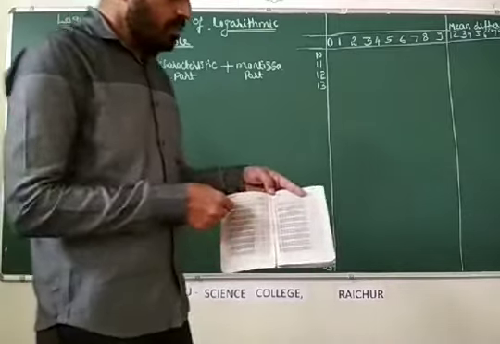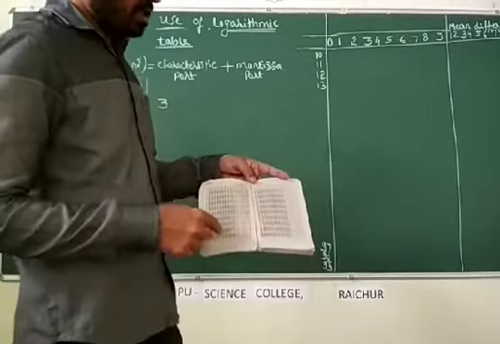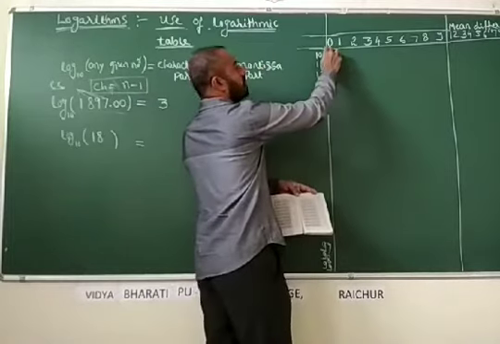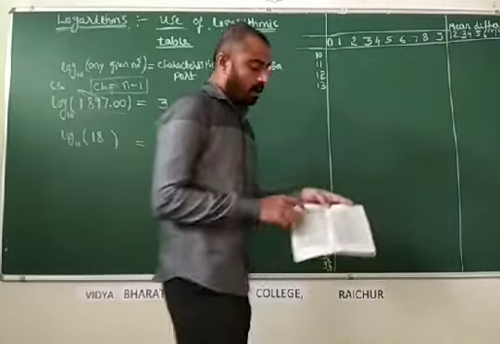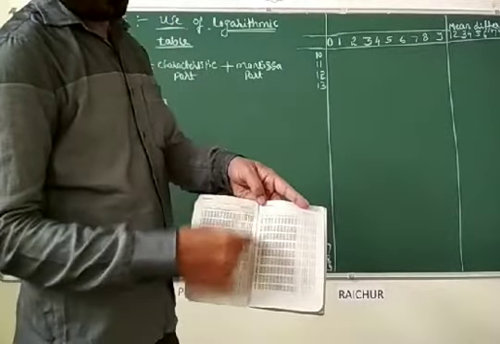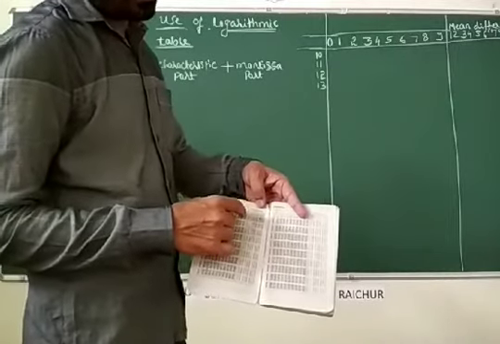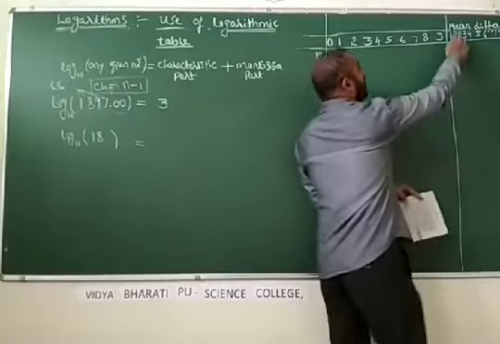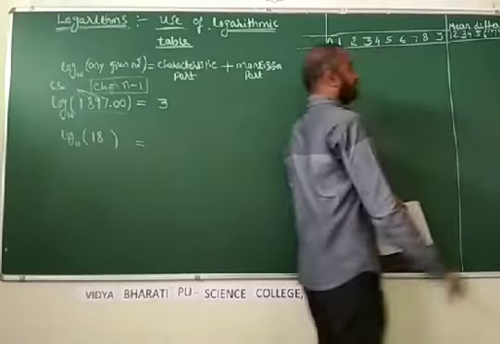Next, the horizontal top row. In this table, the horizontal top row starts from 0 and ends with 9. And after that 9, one more column is there. That column is called the mean difference column. And that mean difference column also starts from 1 and ends with 9.